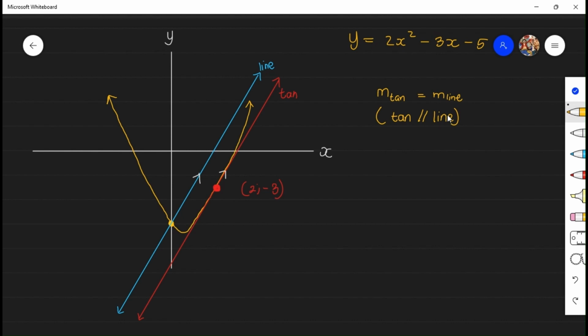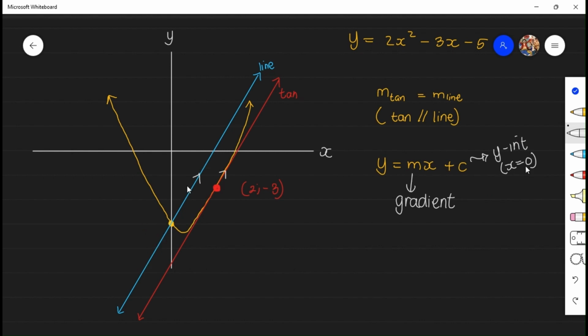Now, we need to find the equation of the blue line. What do we need when finding an equation of a line? We need the gradient and we need the value of c. So this is our equation of a line. Y equals mx plus c. Now, m refers to our gradient and c refers to our y-intercept, which is when x is equal to 0.